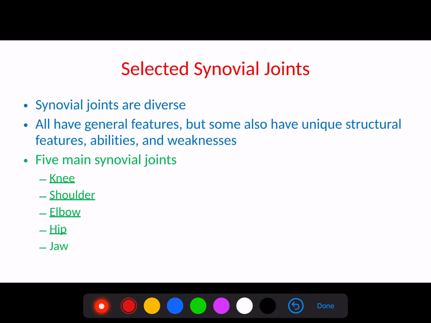Okay, let's see now some selected synovial joints. Basically, we will talk about the major joints in our body, the knee, the shoulder, the elbow, and the hip. We will see some features regarding them, and also we will see some tendons and ligaments associated with them.